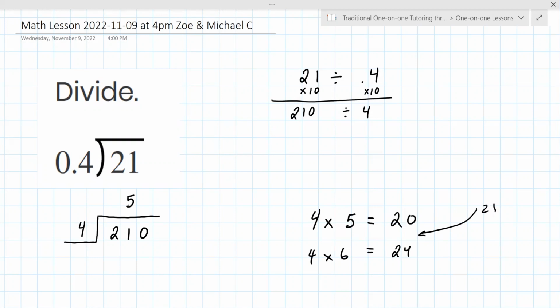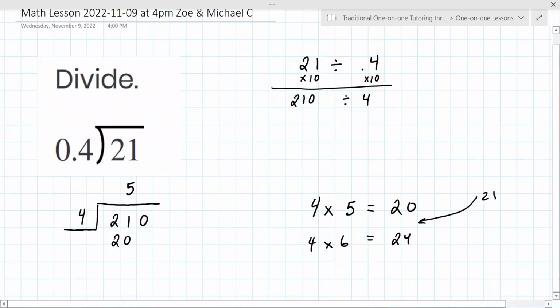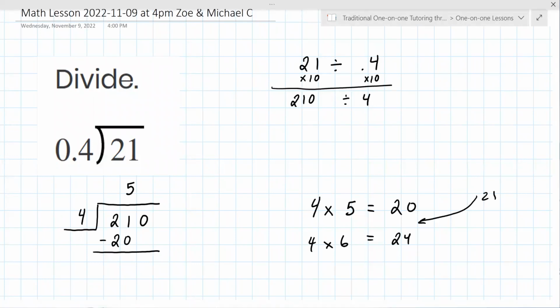So 4 goes 5 times into 21. Okay. What is 5 times 4? 5 times 4 is 20. So you put the 20 down here and then you subtract. Okay, what is 21 minus 20? I'm asking you, Zoe, what's 21 minus 20?